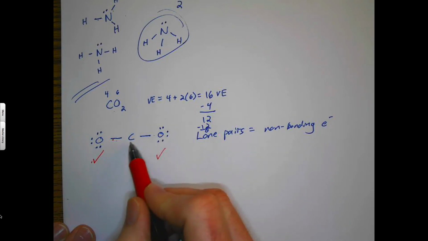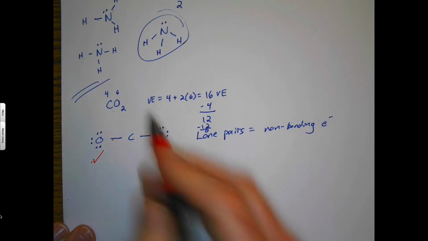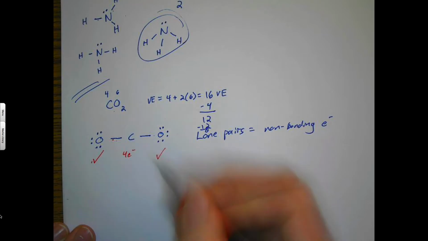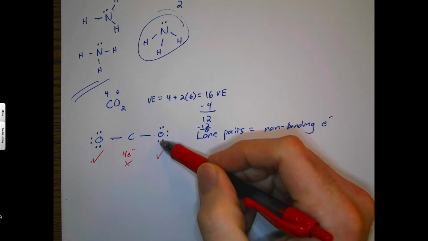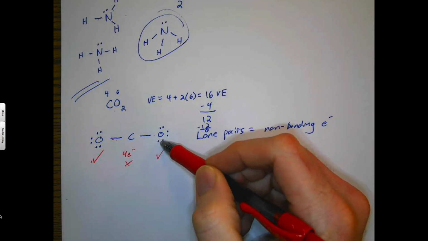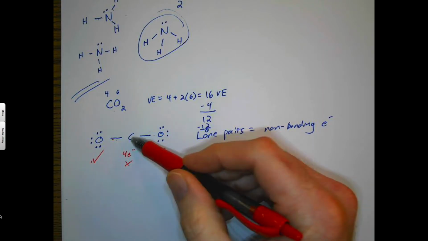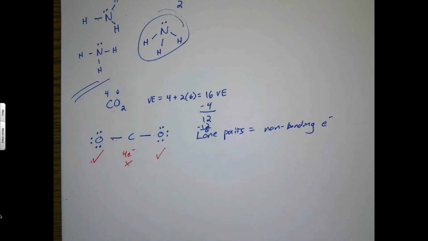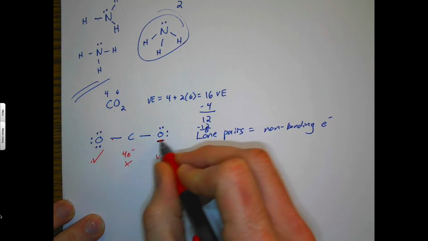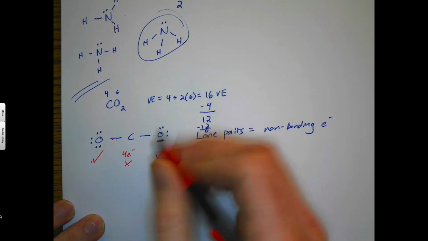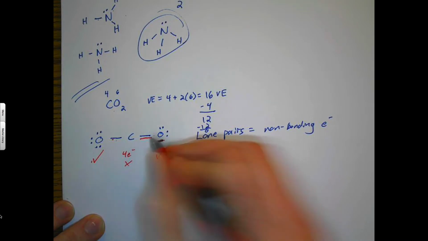Now this carbon only has 1, 2, 3, 4. So it only has 4 electrons. It is not following the octet rule. So we need to try to see where we can find the most stable one. Is there any way we could get oxygen to keep some of its electrons, or at least share them, and give them to carbon? Yes. What we can do is erase some of these, and then we can draw a multiple bond right here.